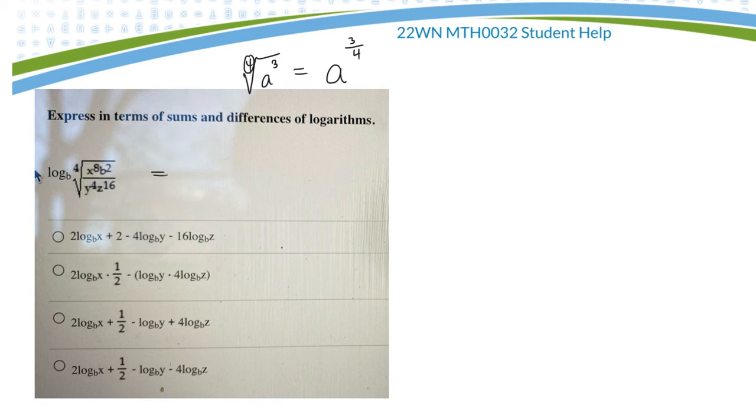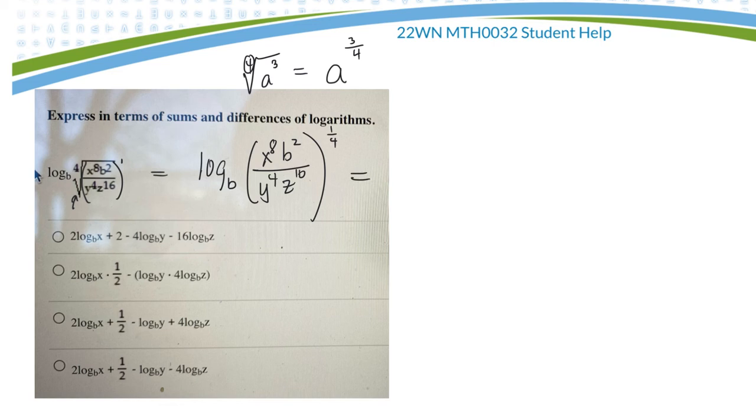So I can take this and just write it as log base b of x to the 8th b squared over y to the 4th z to the 16th, all to the, now this whole thing I could think of it as being brackets and the exponent of it would be 1. So this then, instead of the radical, will be to the 1/4.